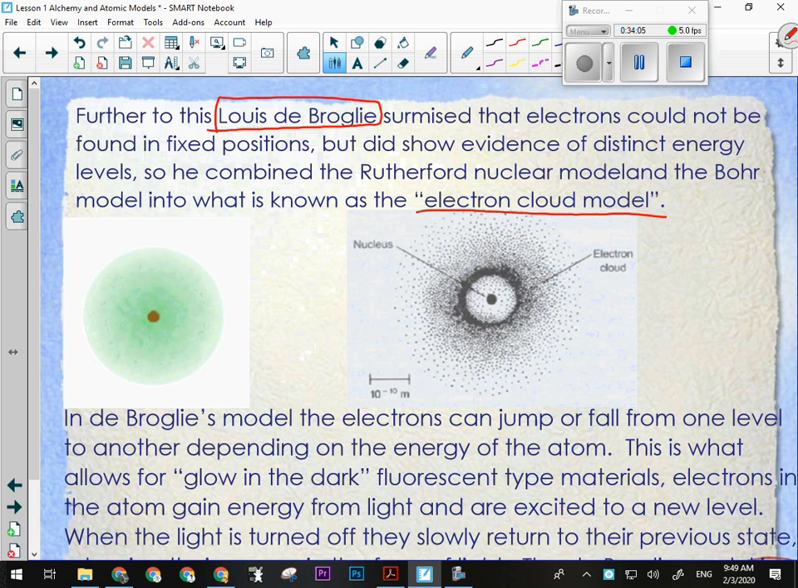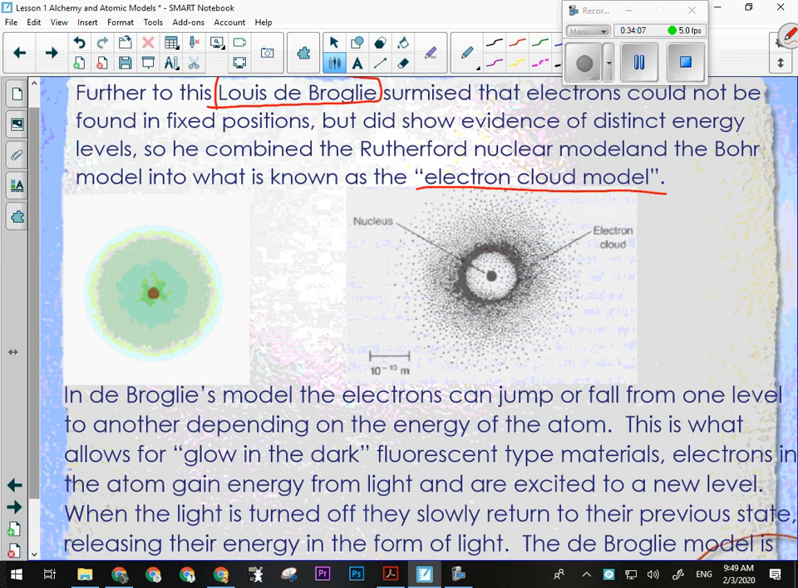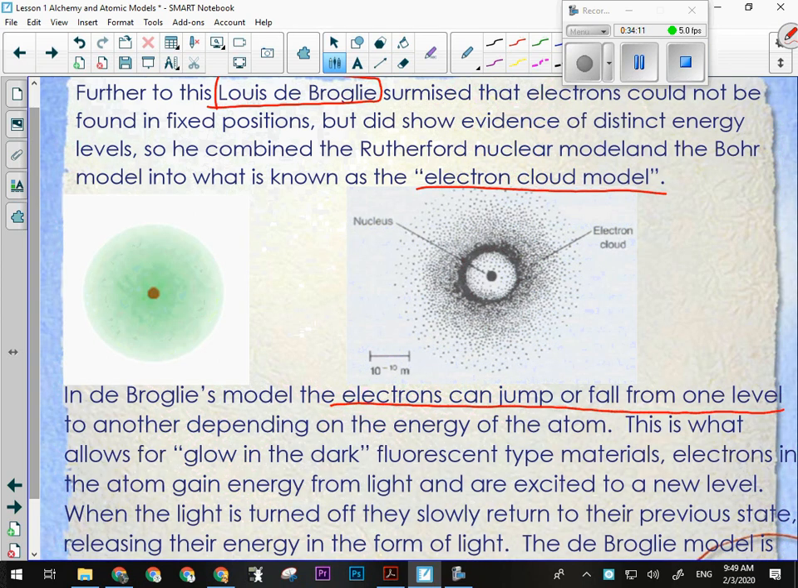The thing that de Broglie's model explains is that electrons can jump or fall from one level to another depending on the energy of the atom. So the de Broglie model is our currently accepted model of the atom. It's the electron cloud model.